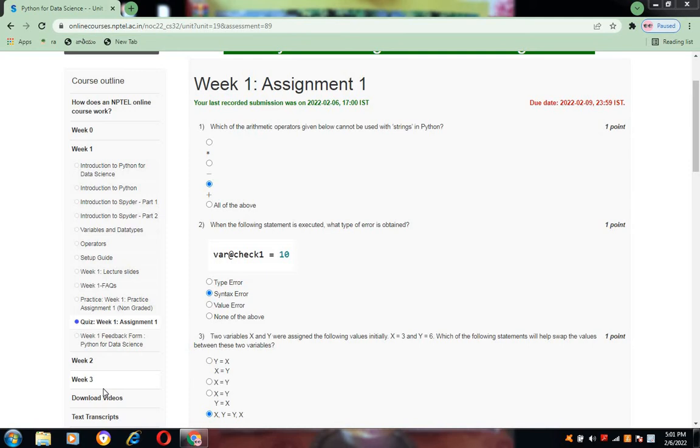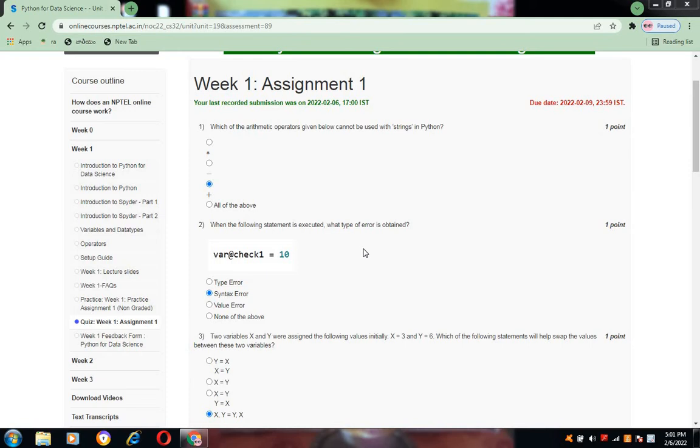Now we are going to solve the answers for the course, a 4-week course, Python for Data Science from NPTEL. So we are at week 1 and assignment 1. For question number 1, option C is the correct answer, that is plus. Which of the arithmetic operators given below cannot be used with the string in Python?